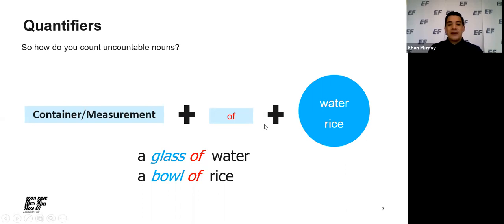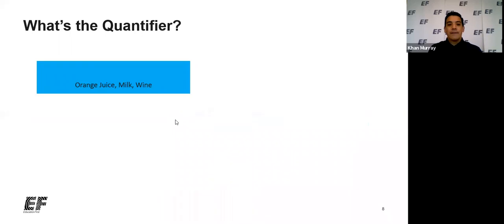So let's have another exercise to see if you guys can guess it. I have 3 uncountable nouns here: orange juice, milk, and wine. What is the quantifier? Can you guys tell me what is the measurement word or the container for these? Let me know in the chat section. Any ideas?